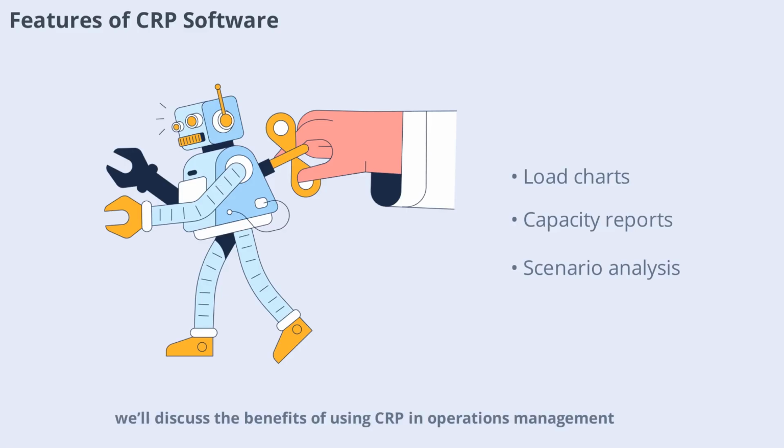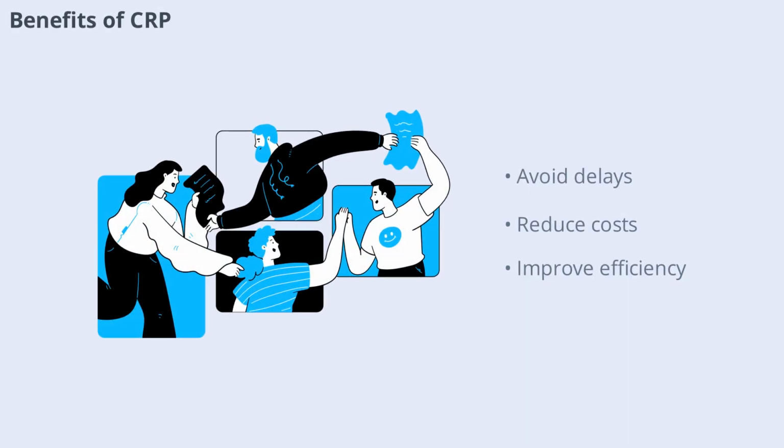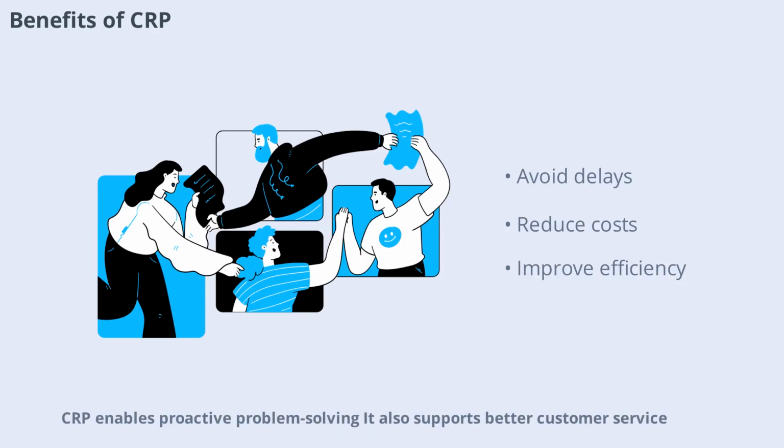Next, we'll discuss the benefits of using CRP in operations management. Implementing CRP brings several key benefits. It helps companies avoid production delays, reduce overtime costs, and improve resource utilization. By identifying bottlenecks early, CRP enables proactive problem solving. It also supports better customer service by ensuring orders are delivered on time. Overall, CRP leads to more efficient and reliable operations, which is essential in today's competitive business environment.